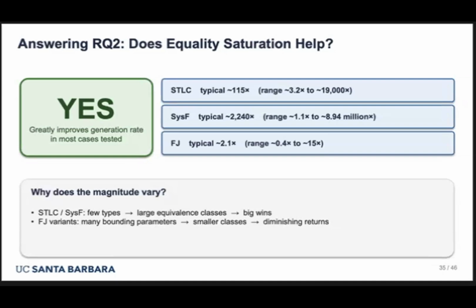And so why does this magnitude vary so much? Well, what we think is that since STLC and System F have fewer types, this allows the equivalence classes to get very large in membership, basically. And since featherweight Java has a more complex typing system, we end up with a lot of equivalence classes that don't have that many things in them. So we don't get as big of wins from equality saturation. And in some cases, if you see here for featherweight Java, the lower end of our range is actually less than 1.